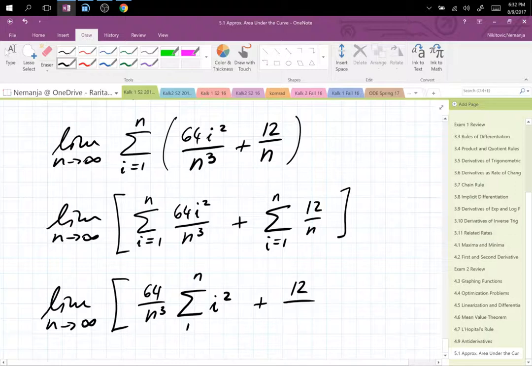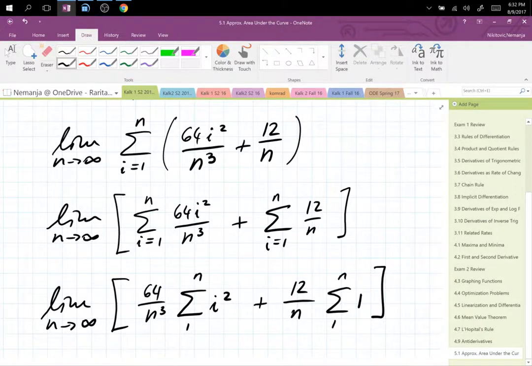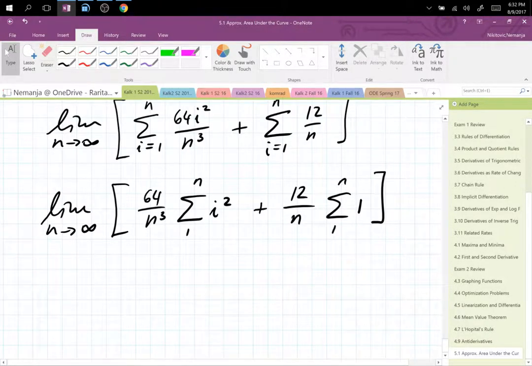plus 12 over n summation of 1 to n. Because, right, there are no i's there, but you have to have something in the summation, so we just leave 1 there. 64 over n cubed, the summation, would that be still i equals 1? Yeah, it is i equals 1. I'm just not writing it anymore because now we know it's i.